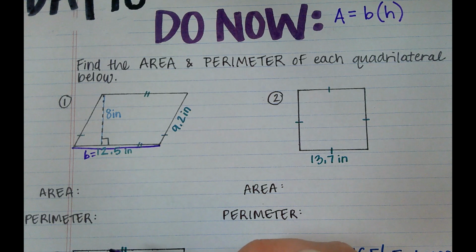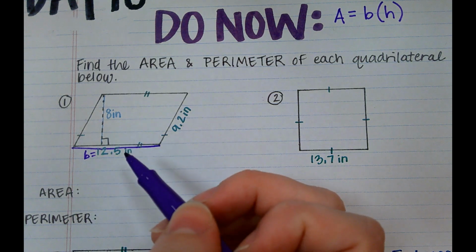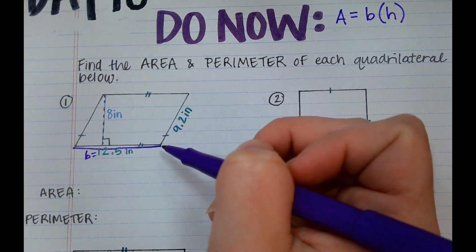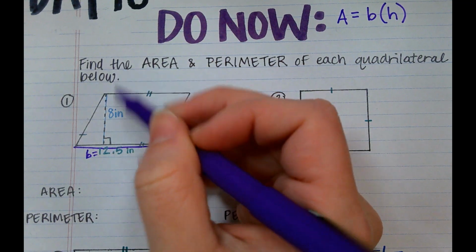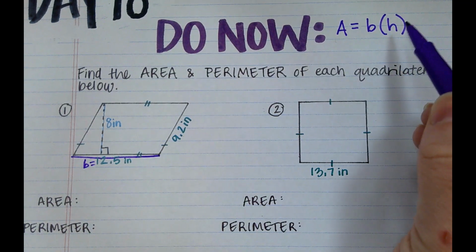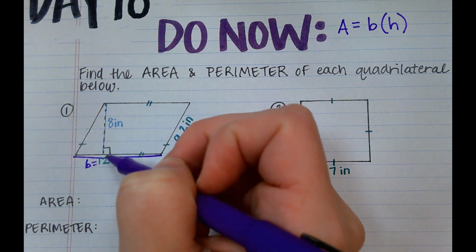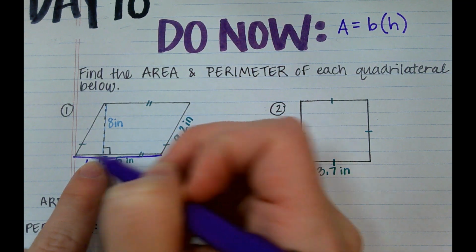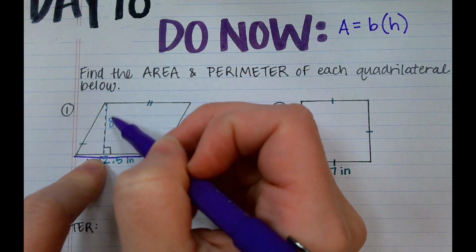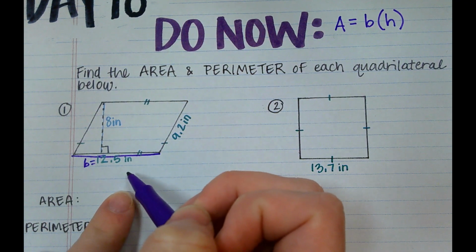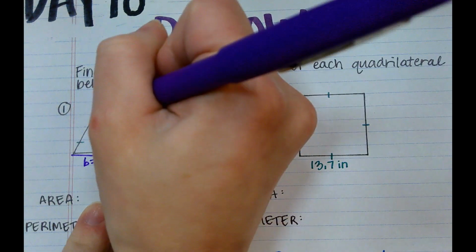I don't think the 8 would be because it's the length. So you might be thinking 9.2 because it's actually touching the shape. 8 is inside the shape. When we're talking about height of a shape, we're thinking about height from the base at a 90-degree angle. So the straight line. We're going to use 8 as our height.